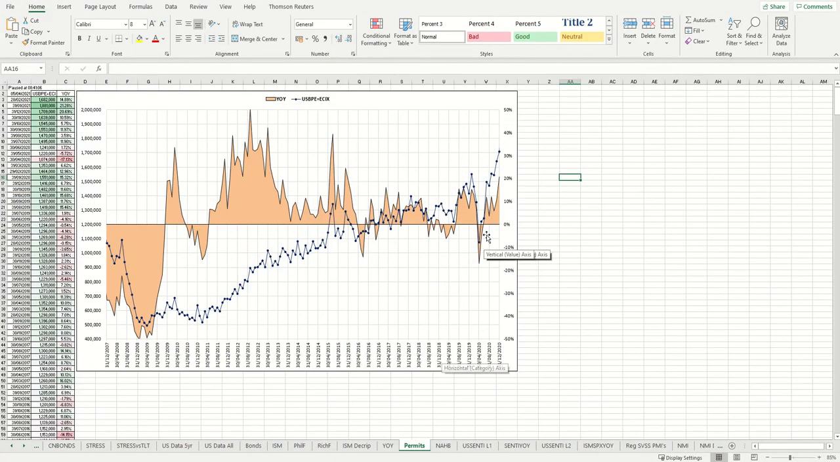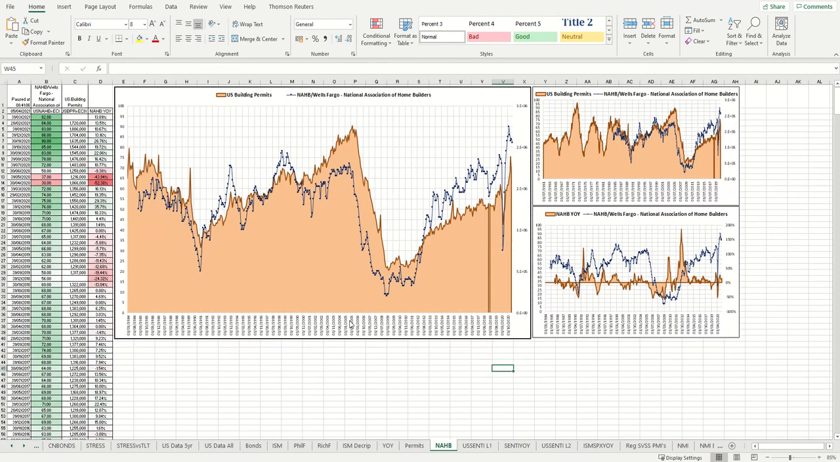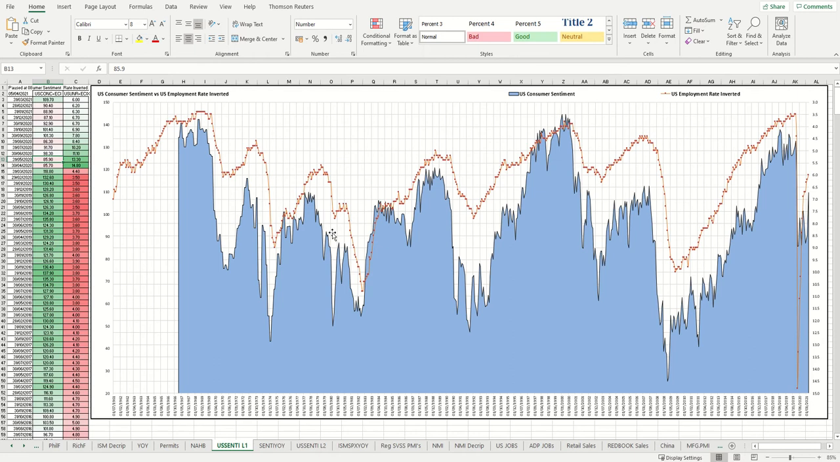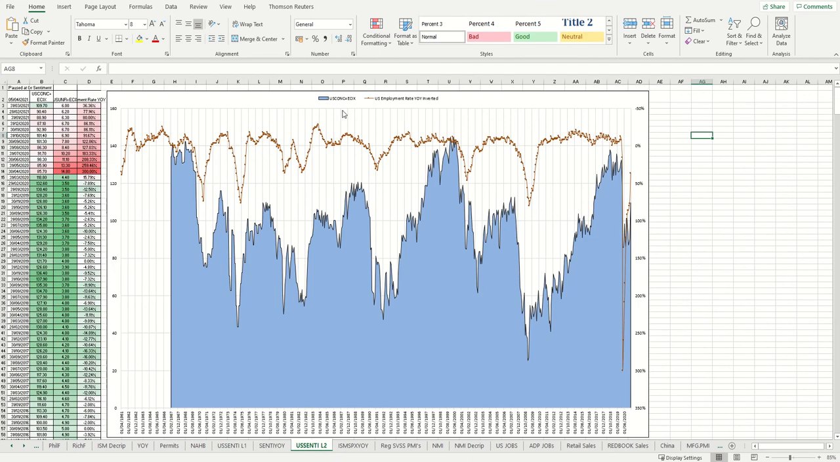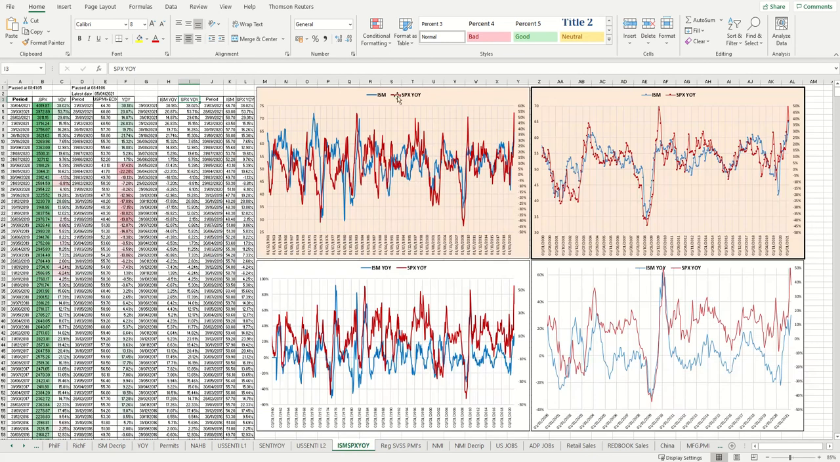Initial permits, the initial estimates on a separate chart. Got NAB, which is housing confidence for the United States. And then we've got consumer sentiment versus unemployment rate, because they're completely linked to each other. And then again, year-over-year measure there. So again, the employment rate versus sentiment. And now the ISM year-over-year changes versus the SPX year-over-year changes, and you can see there's a good correlation there.